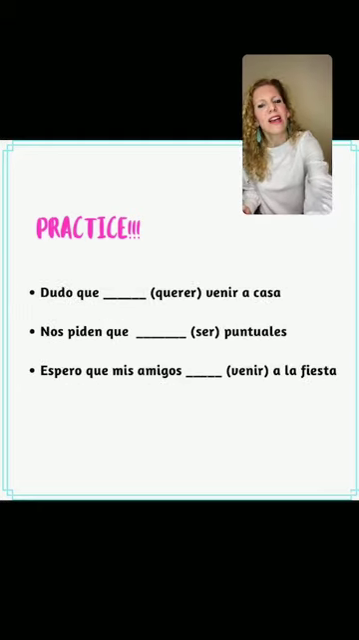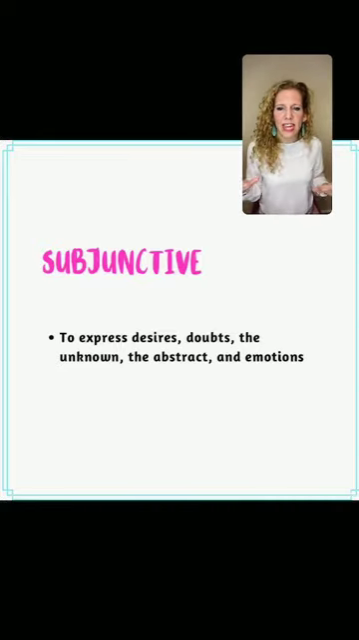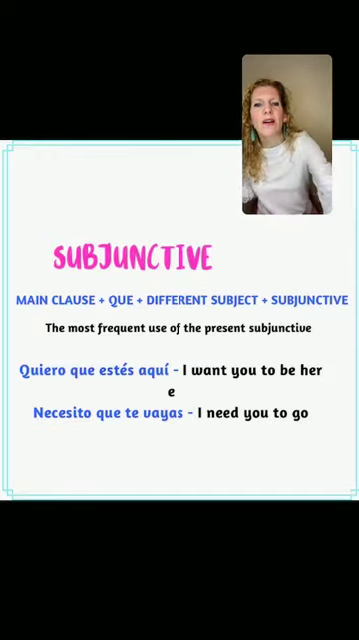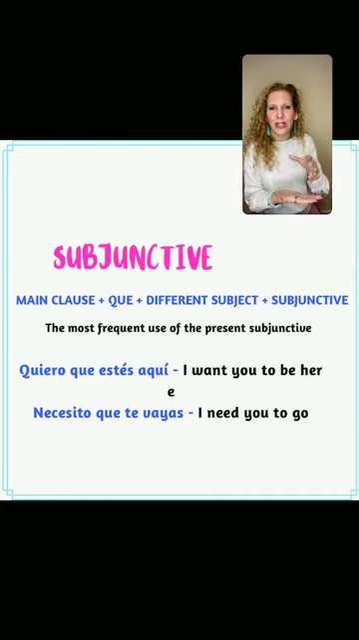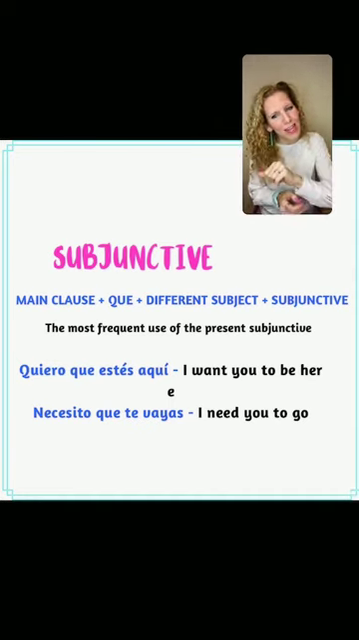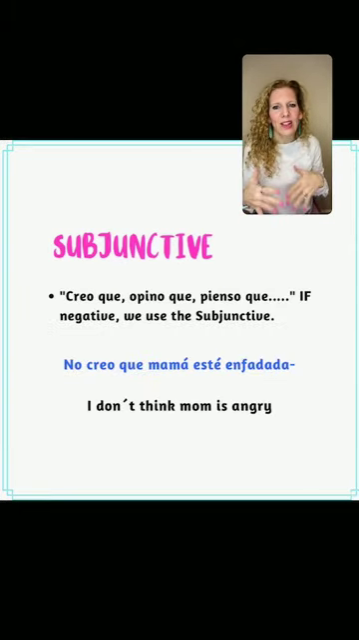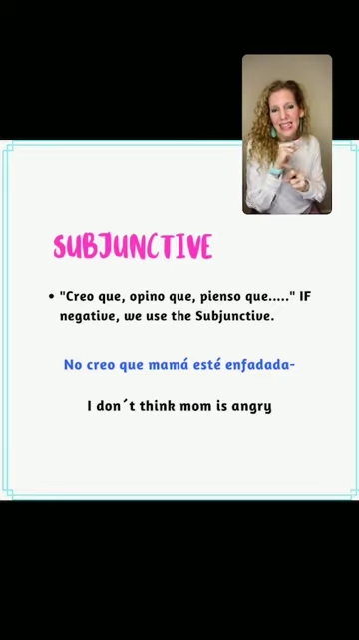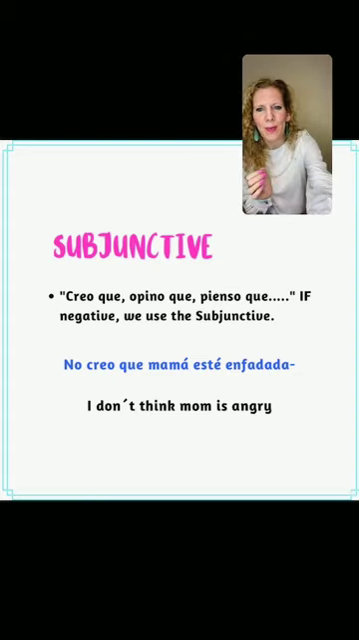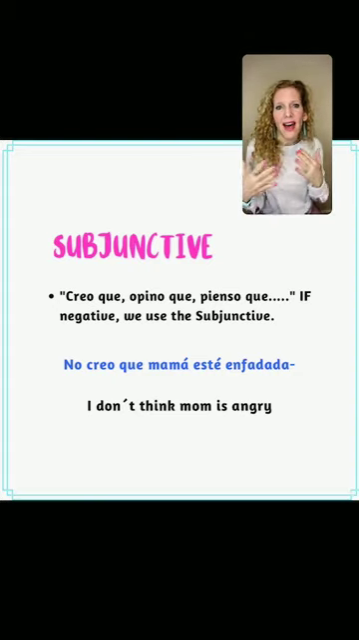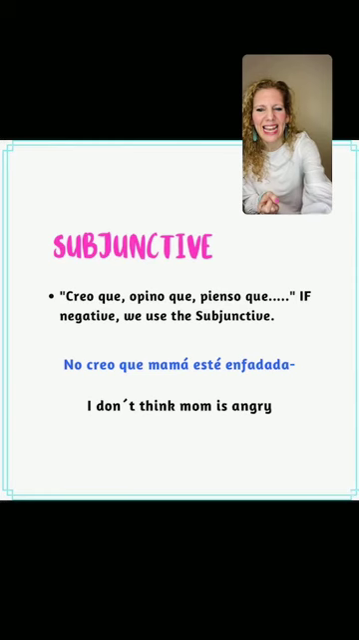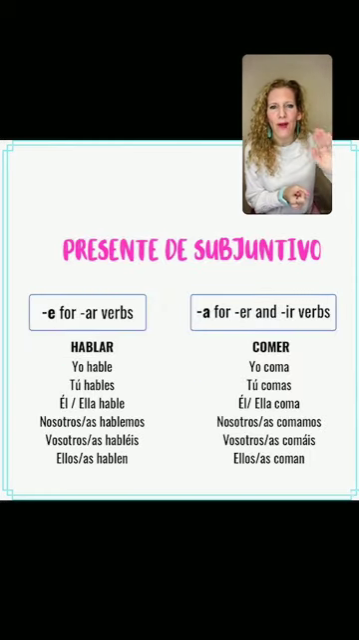Okay, so remember, when we have gone over subjunctive, it is to express desires, doubts, the unknown, the abstract, and the emotions, okay? We have understood that we have to use it when we have the que clause with different subject, right? We have also learned that with verbs of opinion like creo que, opino que, pienso que, we have to make the sentence negative if we want to use subjunctive, because if it's affirmative, it goes in indicativo, okay? For example, no creo que mamá esté enfadada. It's I don't think mom is angry, okay? It's negative, so it's subjunctive. And then we have checked just the present form of the subjunctive.